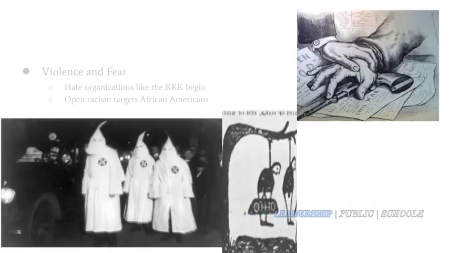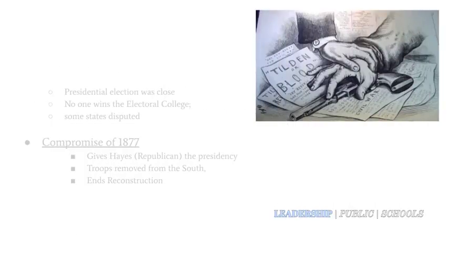The end of Reconstruction came at the end of the presidency of Ulysses S. Grant, when the election of 1876 saw no clear winner in the presidential election. Some states had a disputed outcome, and the election was ultimately decided in favor of the Republican Rutherford B. Hayes, who, by promising to remove troops from the South, was able to gain a victory in the Electoral College, and therefore ended Reconstruction in a bargain that gave him political power.